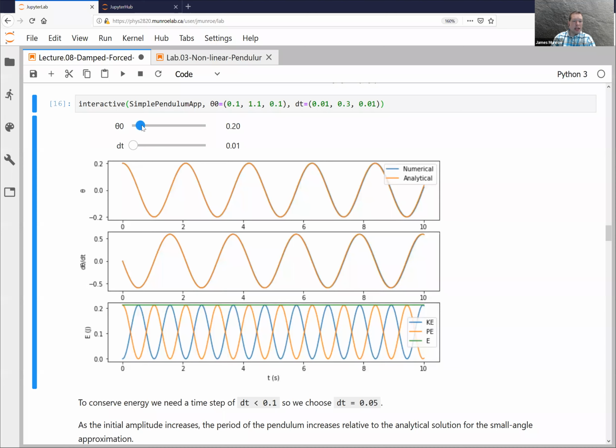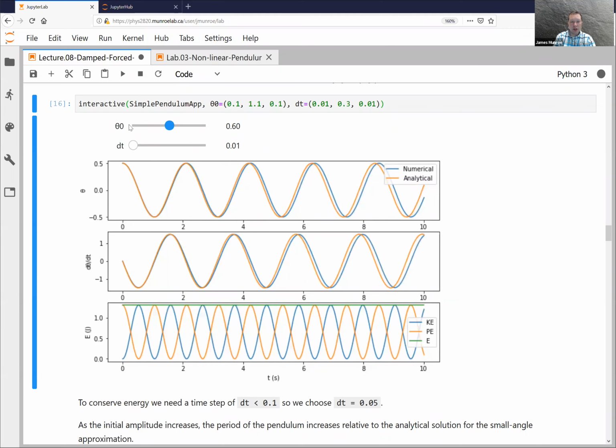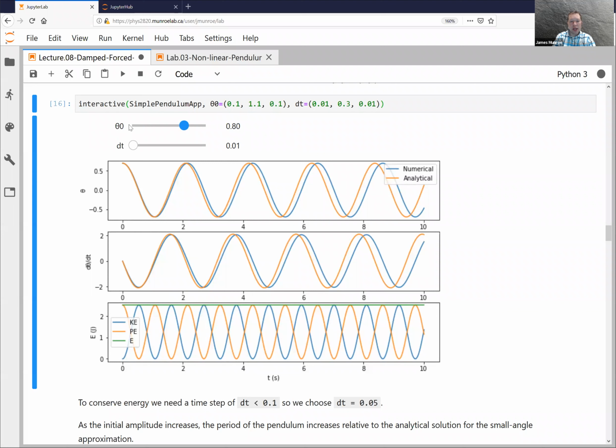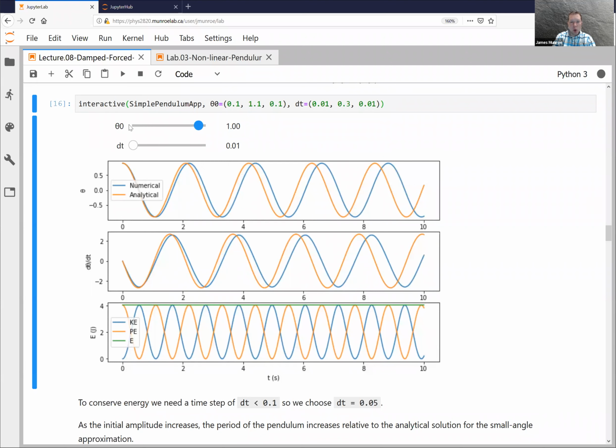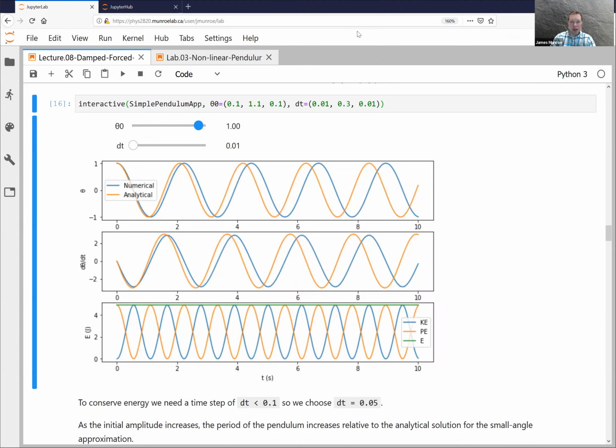The second thing we can investigate is how a simple pendulum differs from a simple harmonic oscillator. If the angle is small, these two curves, the blue one and the orange one, line up perfectly. But if the angles start to become big, so initial radians of 0.5, 0.6, 0.7, 0.8, 0.9, 1.